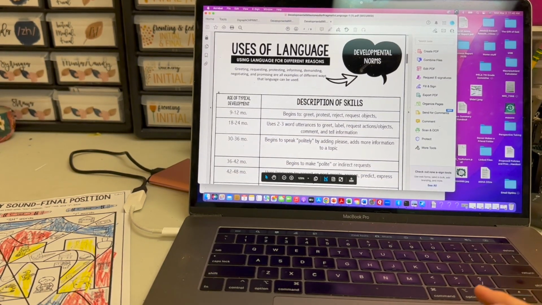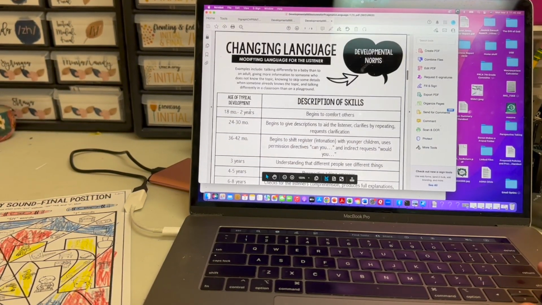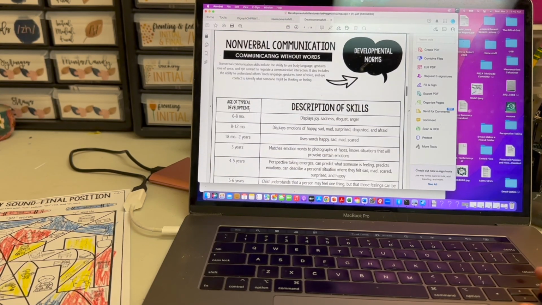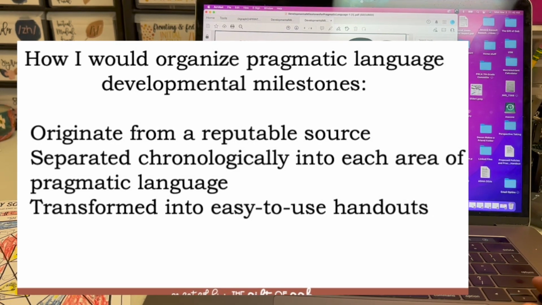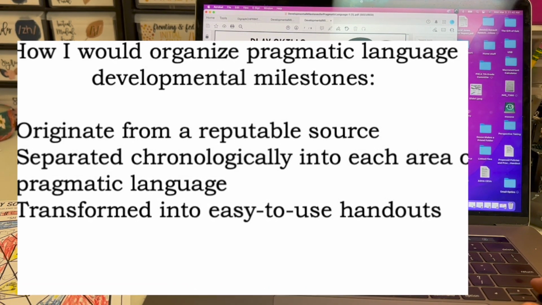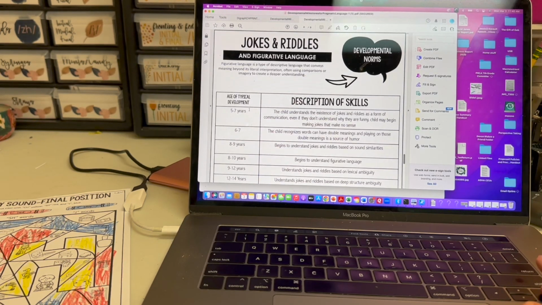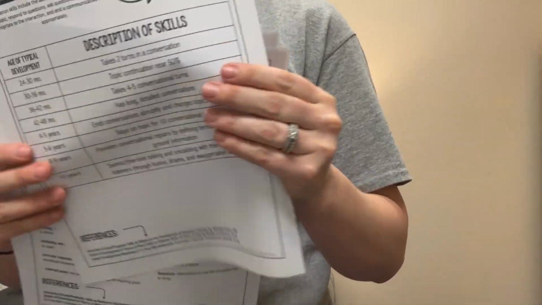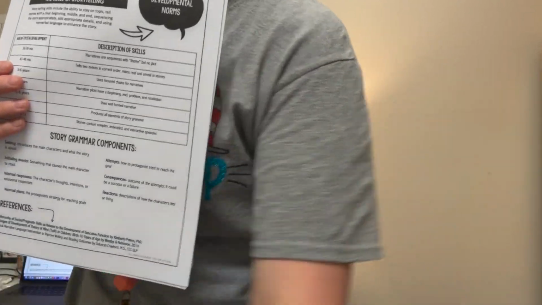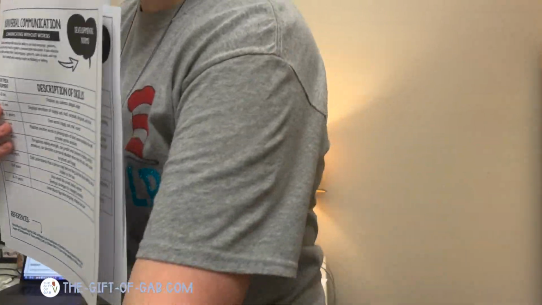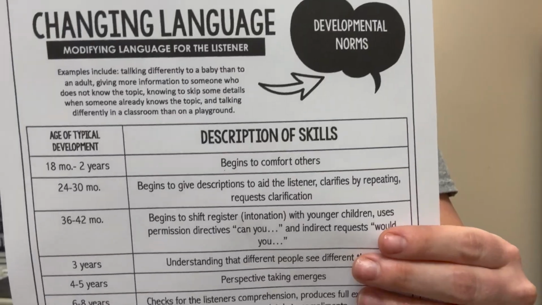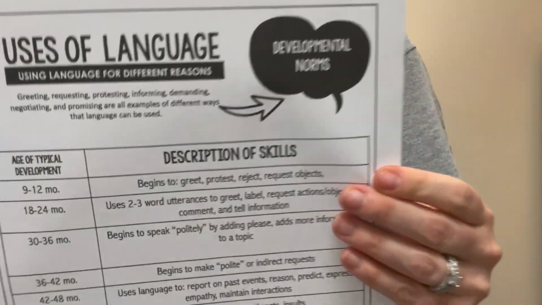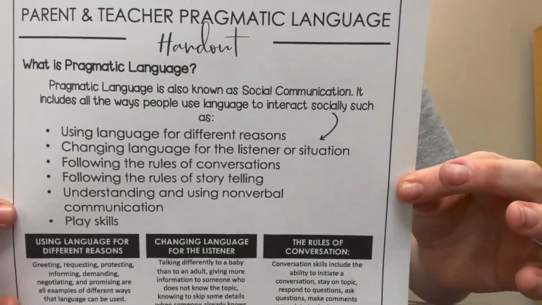If it was up to me, here is how I would organize pragmatic language developmental milestones. 1. They need to originate from a reputable source. 2. They need to be separated and chronologically organized into each of the areas of pragmatic language, including using language for different reasons, changing the language for the listener or user, conversation, storytelling, nonverbal communication, play skills as it relates to social skills, jokes, idioms, and figurative language.